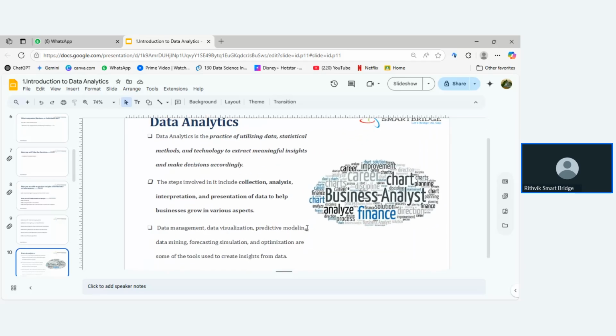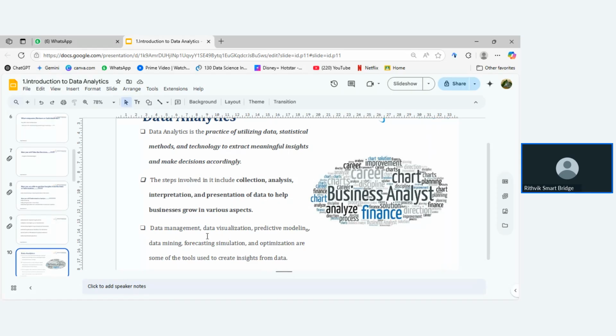I hope you got clarity regarding data management. Data management is SQL. We are going to store the data, and create a primary key and secondary key based on the data. It's called data management. Data visualization: we have discussed data visualization. Getting meaningful insights from the data is called data visualization.